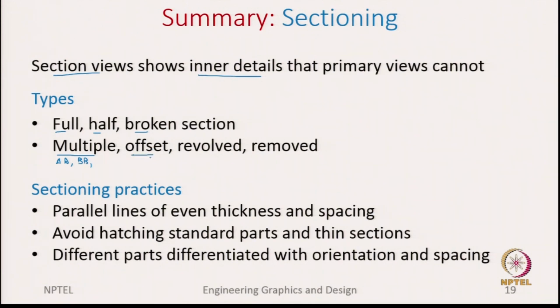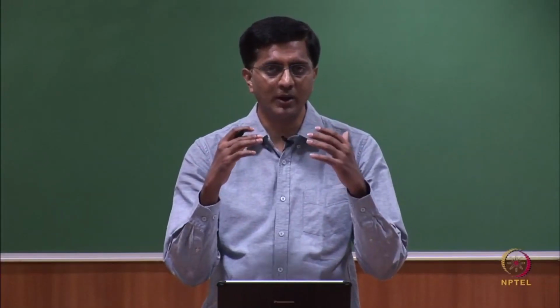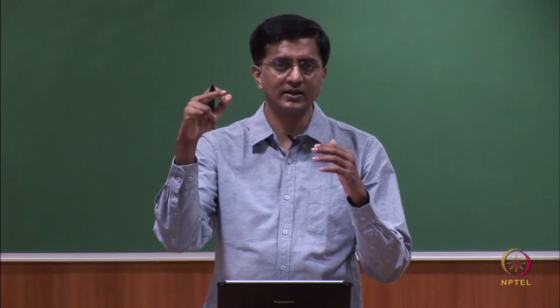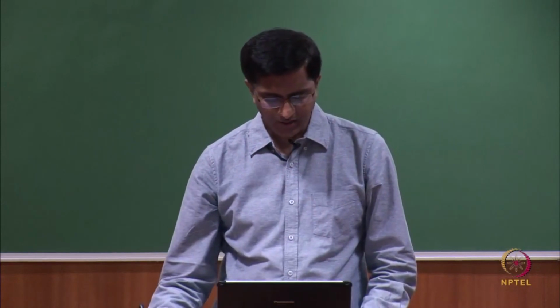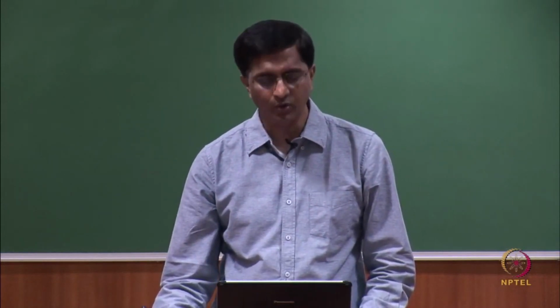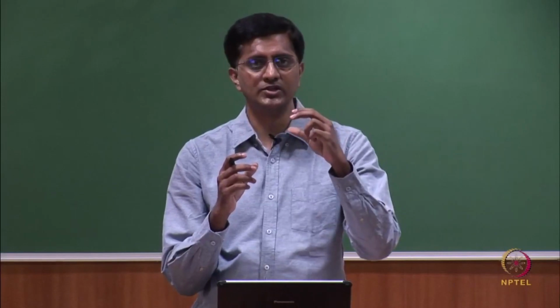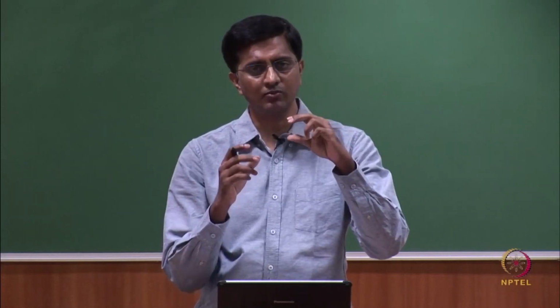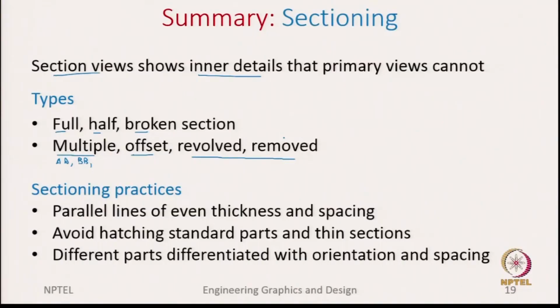We also discussed offset sections, especially that if there are more features and you want to show multiple features using a single cutting line, then you can use offset sections. And finally, we also discussed revolved and removed sections, where we want to show the true cross section of an object. When we are looking at the true cross section of an object, we can either choose the revolved section, where we show the section on the primary feature itself. But if we move this section away from the primary feature, that is when we call it the removed section.